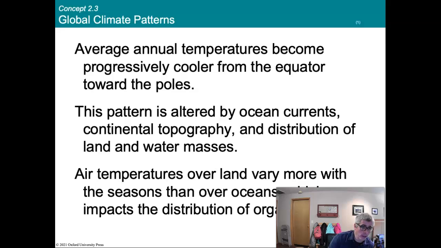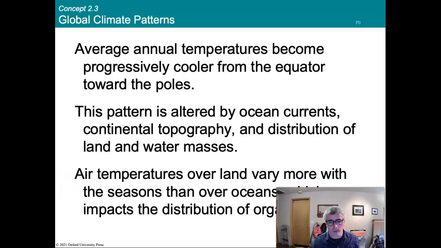So globally, you see, I'm going to go a little bit more here, and then we're going to pause and jump to the next lecture. I'm trying to keep them a bit short. So precipitation's obviously very important, and annual temperature becomes progressively cooler from the equator towards the poles. Okay, there's deviations due to ocean currents that can help keep areas warm.